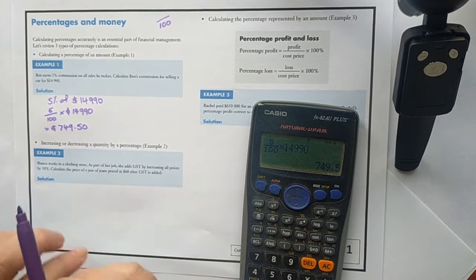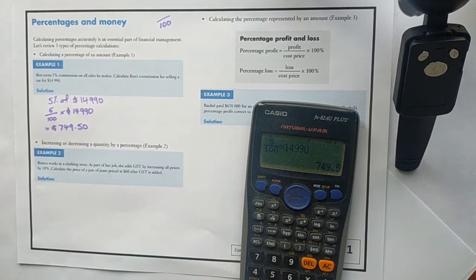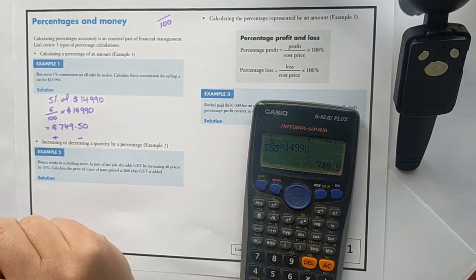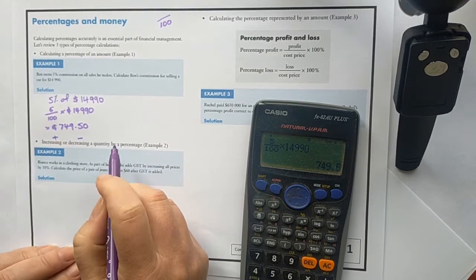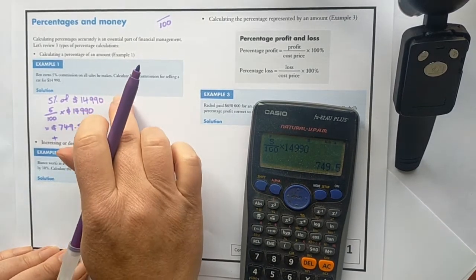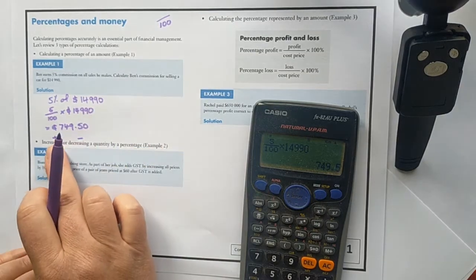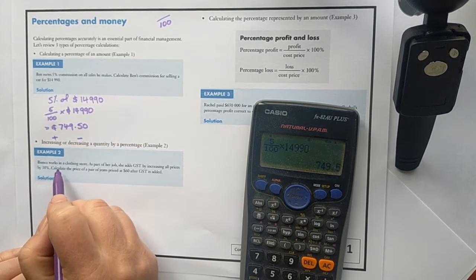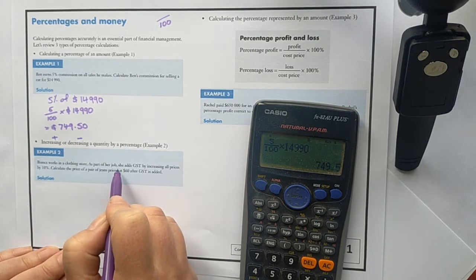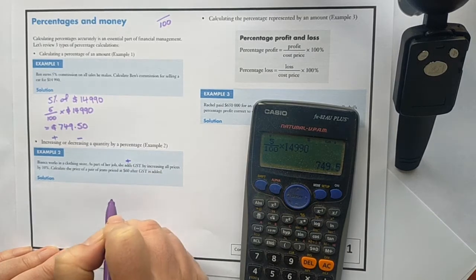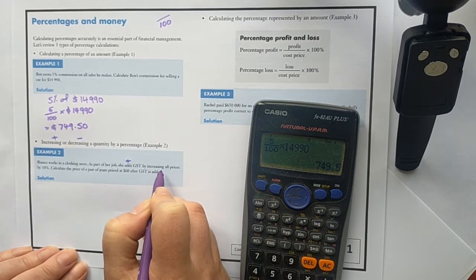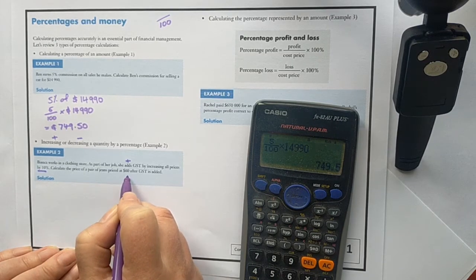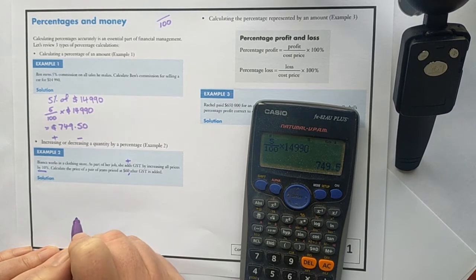The second type of percentage question we're going to look at today is when we increase or decrease by a percentage. Now, when we do that, if we increase something, we're going to be adding on. If we decrease, we're going to be taking off. We are going to find a percentage of an amount, like we did in this first example, and then we're going to add it on or take it off, depending on what the question says. So Bianca works in a clothing store. As part of her job, she adds GST by increasing all prices by 10%. Calculate the price of a pair of jeans priced at $60 after GST is added.